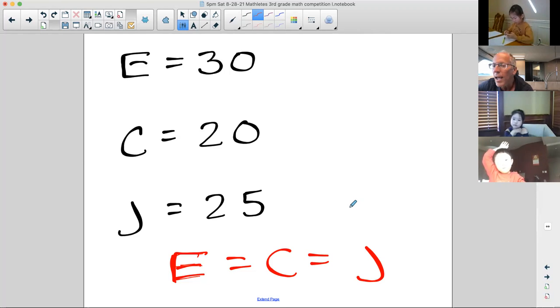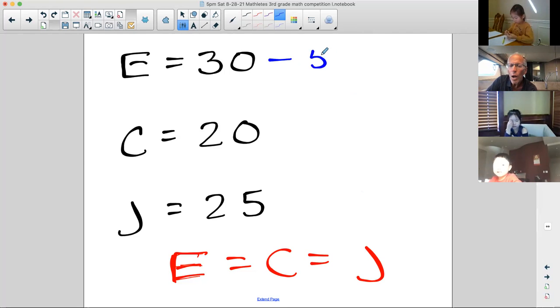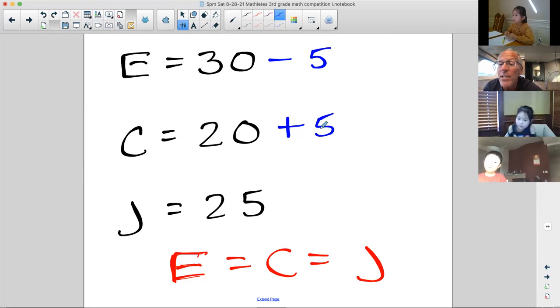How many would Eleanor have to give away and to whom would she have to give it? Come on, Eleanor, Catherine, Jason, how many would Eleanor have to give away? Jason, how many and to whom would she give it to? 5. To whom? To C. Catherine, you will gain 5 points because Eleanor is very, very generous.